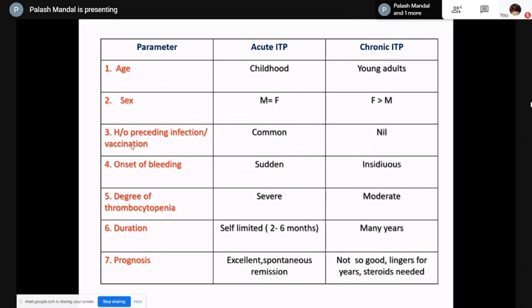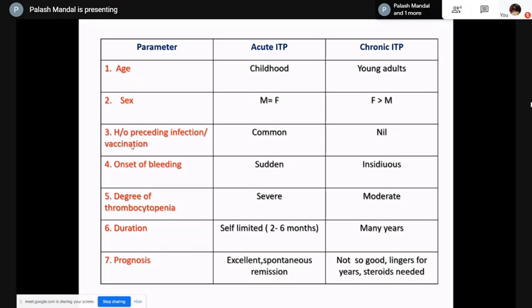The differences between acute and chronic ITP: one is a childhood disease, one is of young adults. One happens in equal numbers in both sexes. In the other, we have more females than males. History of preceding infection or vaccination is common in acute ITP. We have discussed all these points. I am just repeating them and showing them in tabular form for better memory.